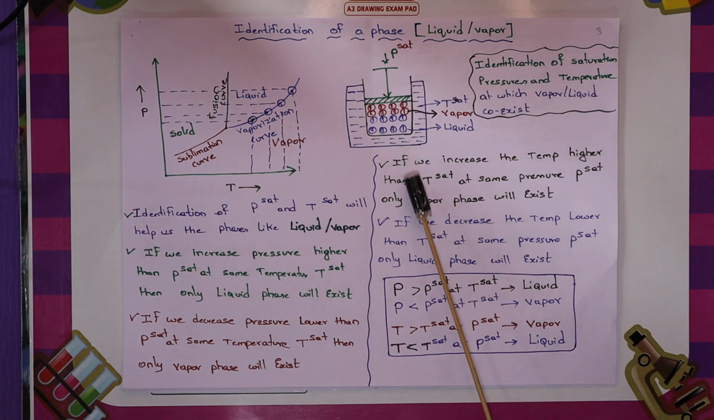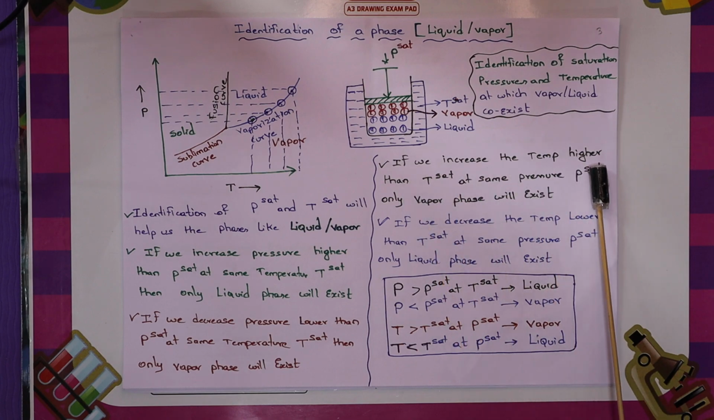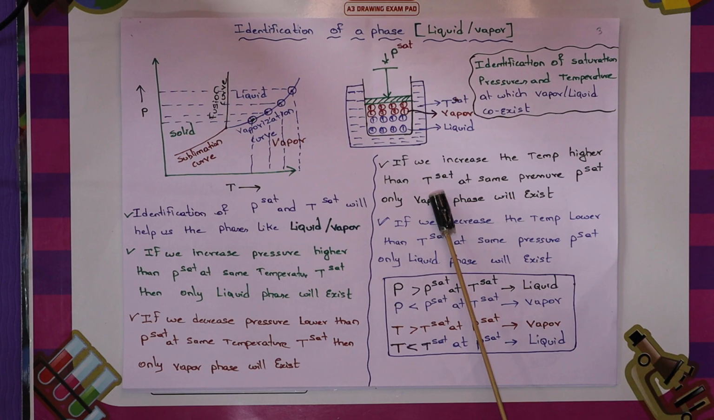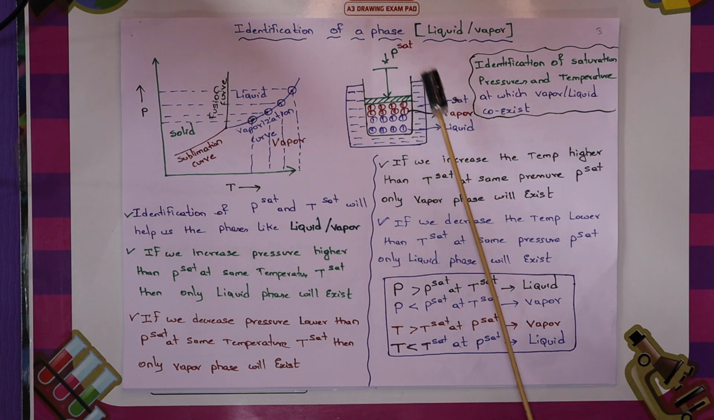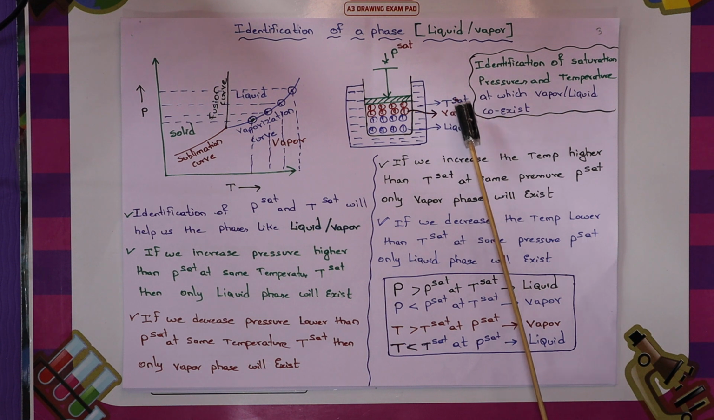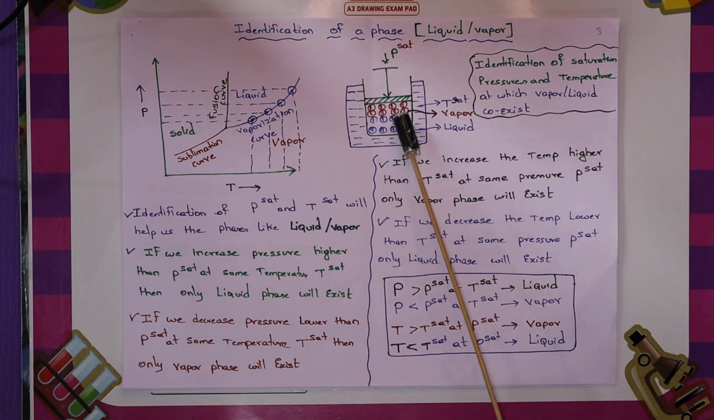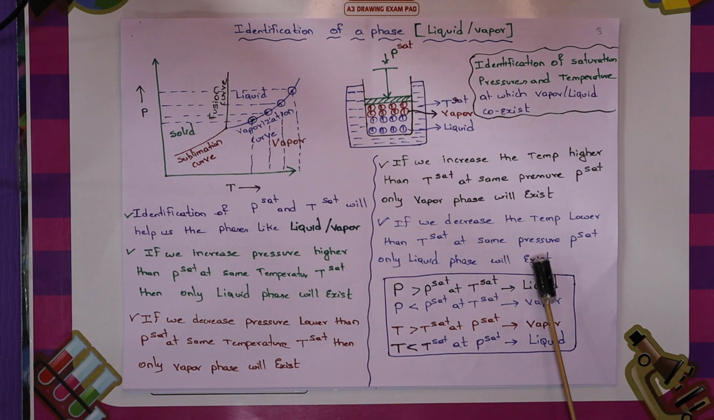For example, for the system at the saturation temperature and saturation pressure, if we increase the temperature higher than the saturation temperature at the same pressure, only vapor will exist. We are keeping the pressure constant and changing the temperature. At constant pressure, if you increase the temperature higher than the saturation temperature, only vapor will exist inside this chamber. Second statement: if we decrease the temperature lower than the saturation temperature at the same pressure, only the liquid phase will exist.